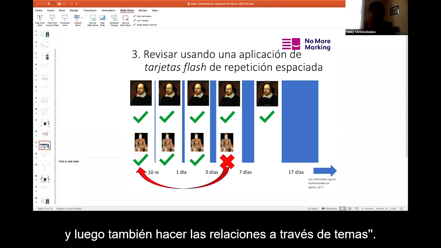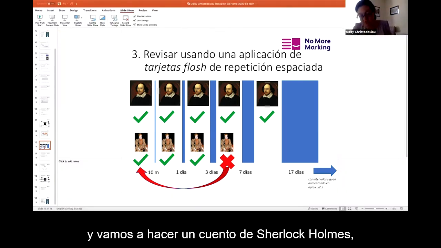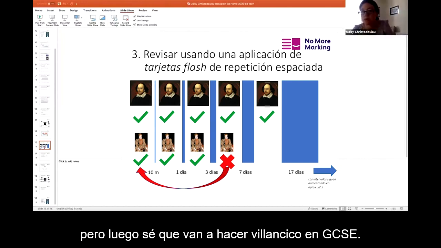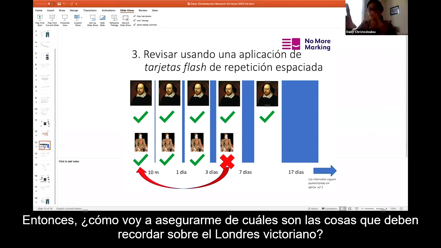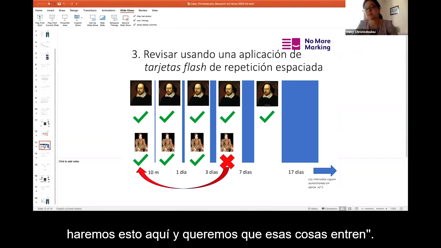And then also making the links across topics. So maybe we're going to do Shakespeare in year 7, and maybe we're going to do a Sherlock Holmes short story, but then I know they're going to do A Christmas Carol at GCSE. And so what are the things I want them to remember about Victorian London? And then maybe the history department will say, hang on a minute, we do this here, and we want those links to come in.